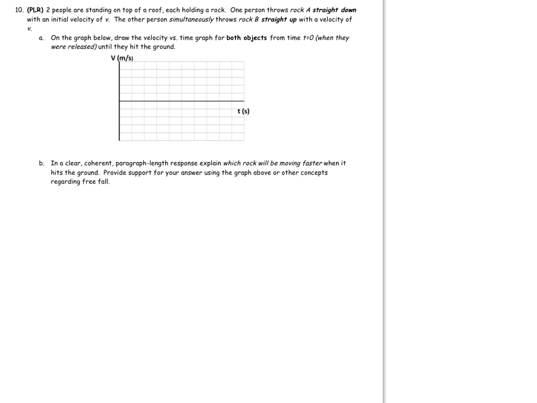Moving on to our final question here. This is going to be a paragraph-like response style question, so we'll talk about that briefly in a little bit. But we have a situation where there's two people standing on top of a roof. Each of them has a rock. And they're going to throw the rocks, all right? One person throws rock A straight down with an initial velocity of v, so it's going in the negative direction initially. And the other throws the rock straight up with that same velocity. So the first thing we want to do is, on the graph, draw the velocity versus time graph for both objects from time t equals 0 to the point when they hit the ground.